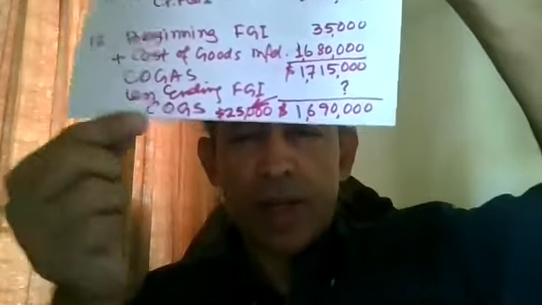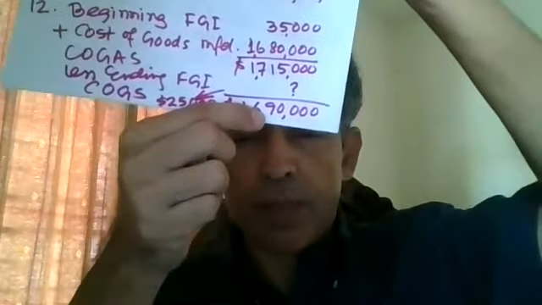Assuming that the company closes its underapplied or overapplied overhead to cost of goods sold, what is the adjusted cost of goods sold for the year? Wonderful. So what is our cost of goods sold? Our cost of goods sold is $1.69 million. Take a look. Cost of goods sold is $1.69 million.